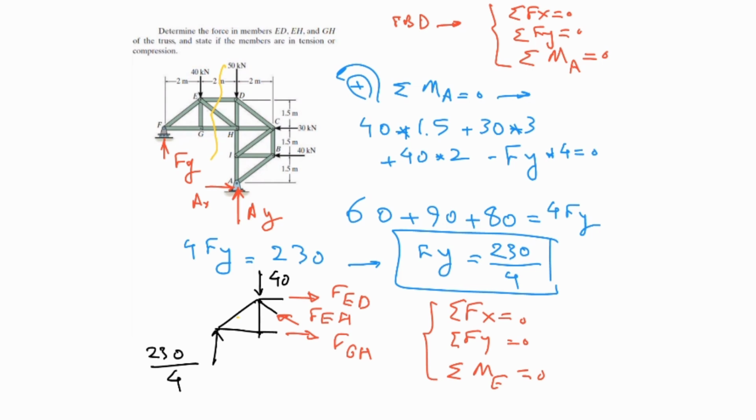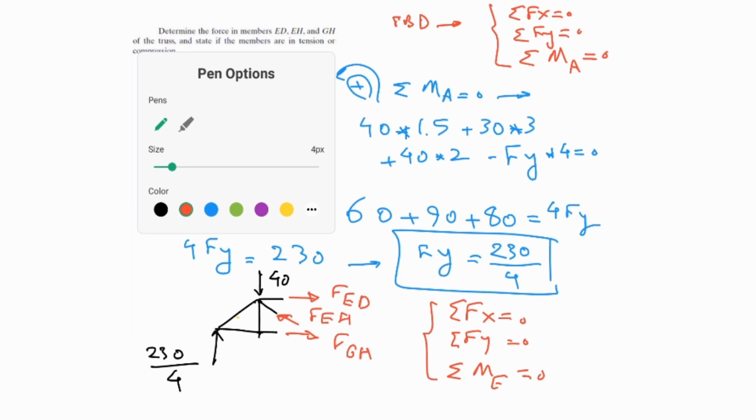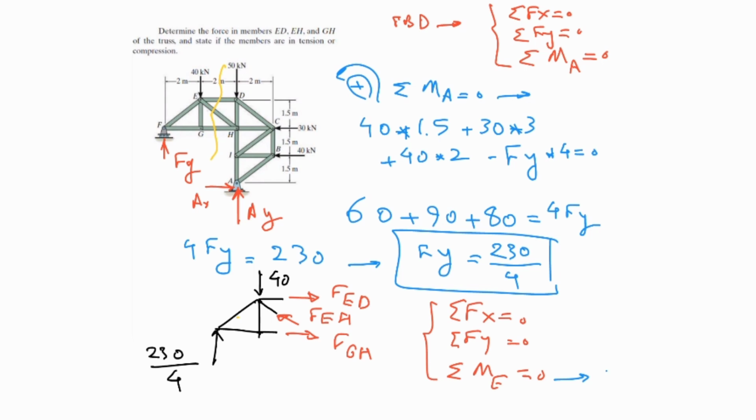And by doing this, if we do this, it gives you FGH, and then you do sigma of y. The only unknown in that direction is FEH, and then you do sigma of x, and then this is the first one, this is the second one, and this is the third one we do, and you can find FED.